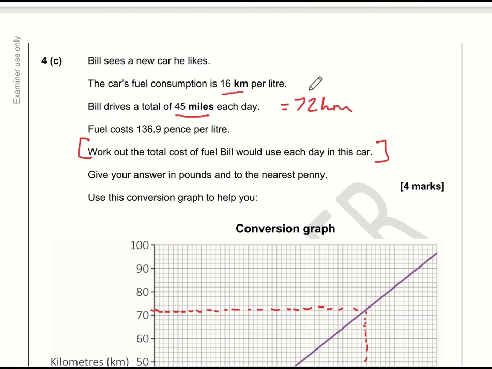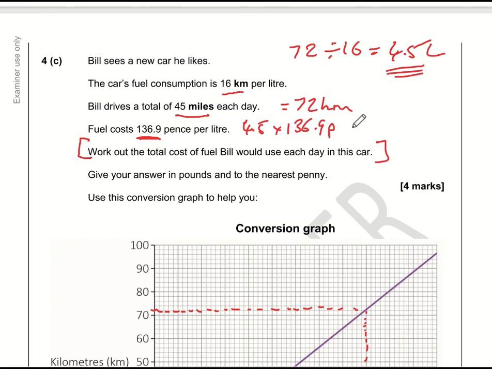So the question is how many 16s go into 72. In other words, what is 72 divided by 16? And the answer is 4.5. So 4.5 litres of fuel are needed to travel 45 miles, in other words 72k. Now we know the fuel is 136.9 pence per litre, so if we're using 4.5 litres, then that's going to be 4.5 lots of 136.9 pence, and that comes to 616.05 pence. So this is our answer in pence.